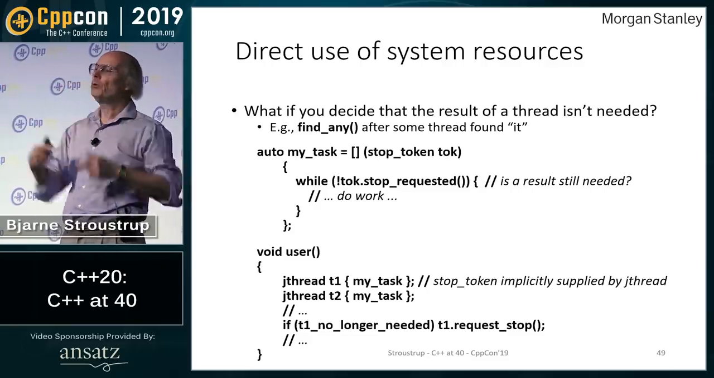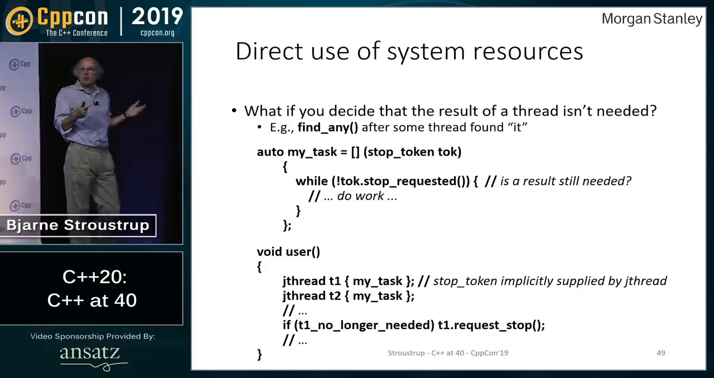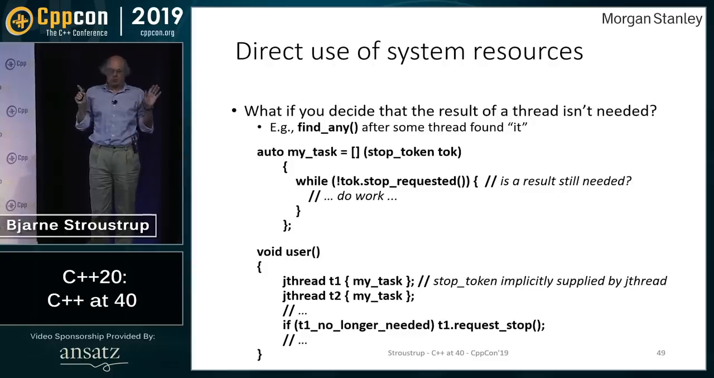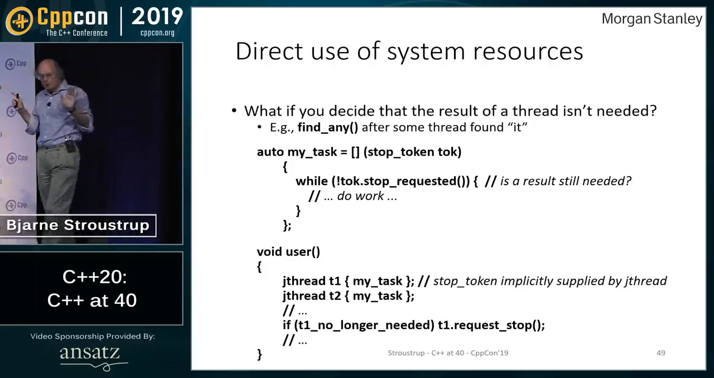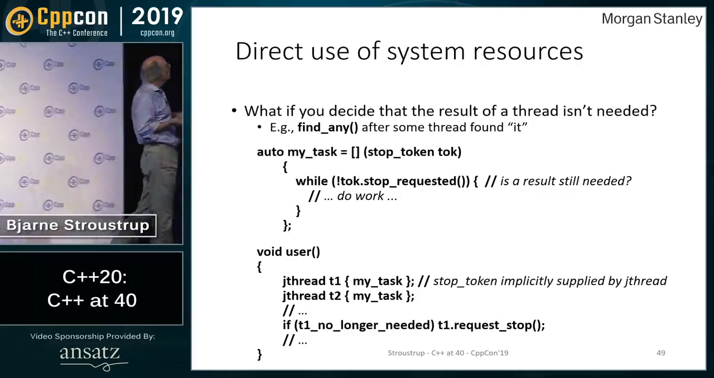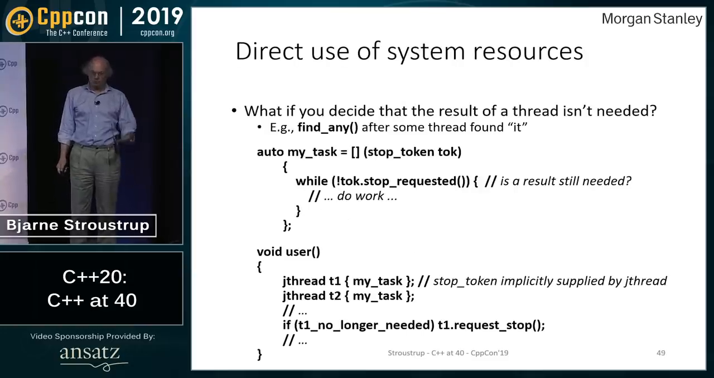And so at the top of the loop, you just check, are people still interested in my result? And if the answer is no, I'll go away. That's the oldest solution to this problem. It is now quite simple, supported by the standard. Again, first level, second level of the onion.